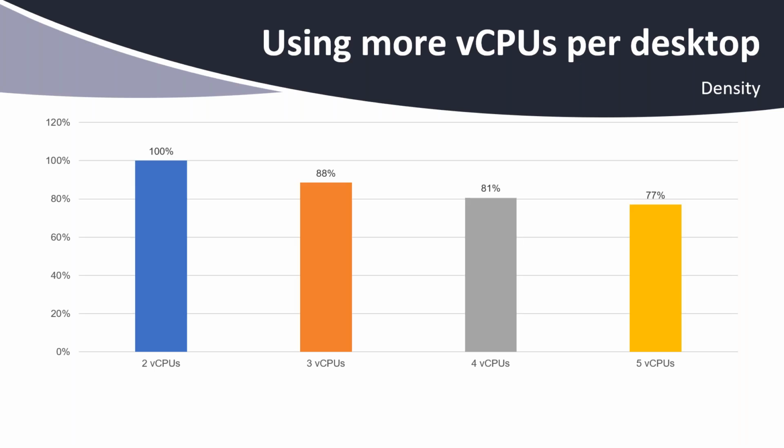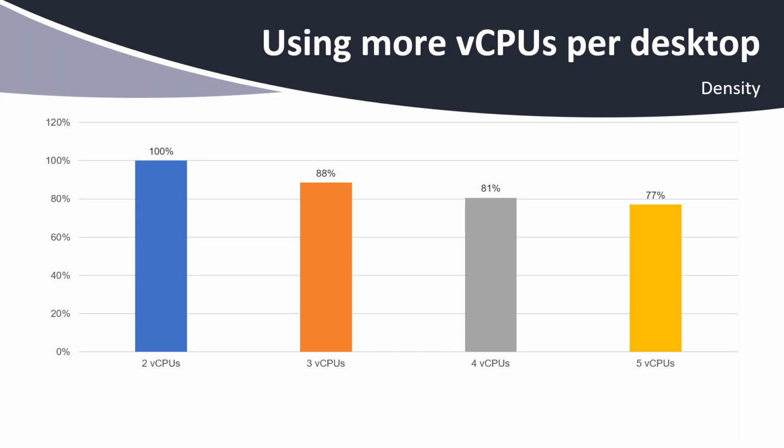So if we take 2 vCPUs as a baseline, the 100% baseline, going to 3 vCPUs, you will lose 12% density. That can be a good business case. 12% is not that much. If it improves the user experience big time, then 12% is okay.